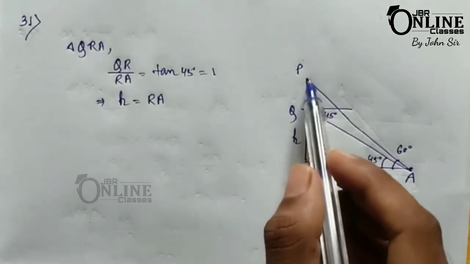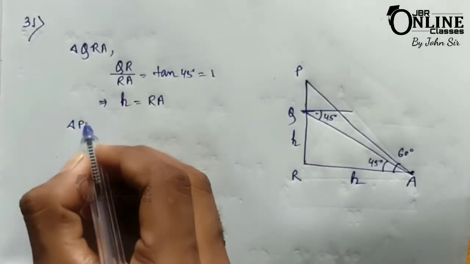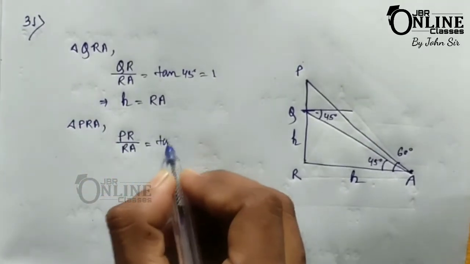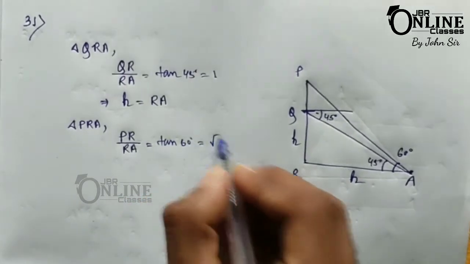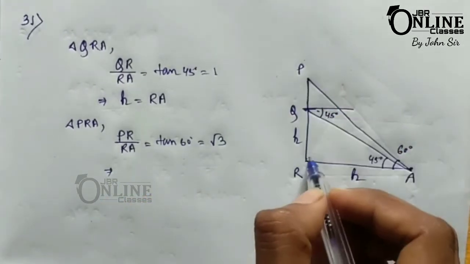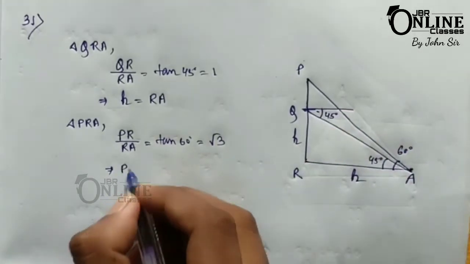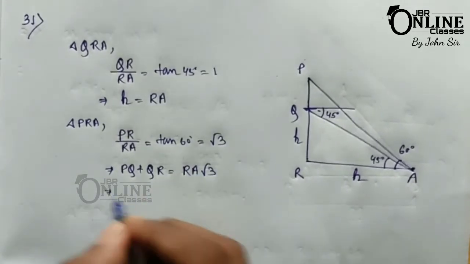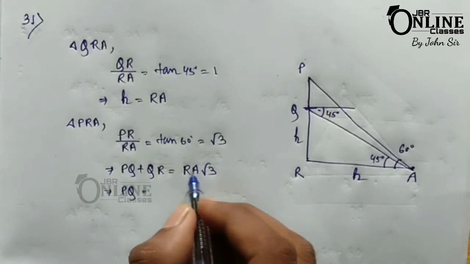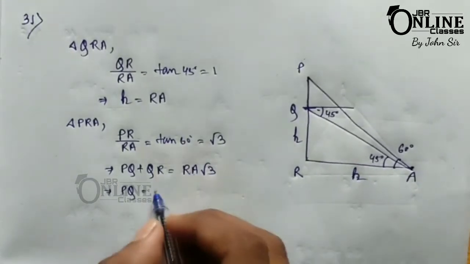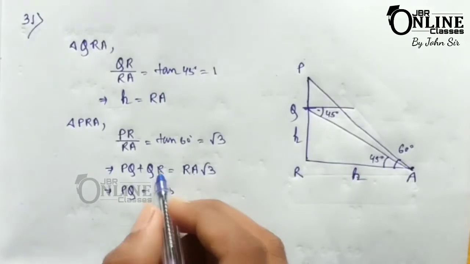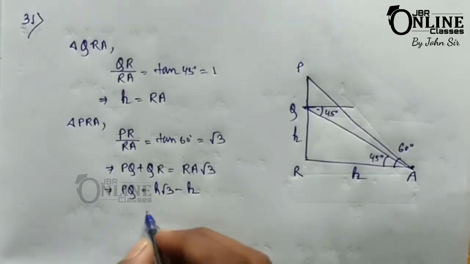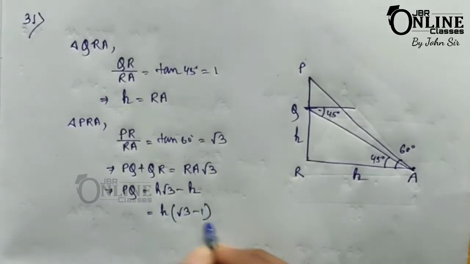Now next, from triangle PRA, PR by RA equals tan 60 degree. Now tan 60 degree equals root 3. So as PR means PQ plus QR, PQ plus QR equals RA root 3. Now here PQ equals RA root 3 minus QR. The value of RA equals h, so h root 3, and here minus QR. Now minus QR means also h. So h root 3 minus h. Now if h is common, then root 3 minus 1.